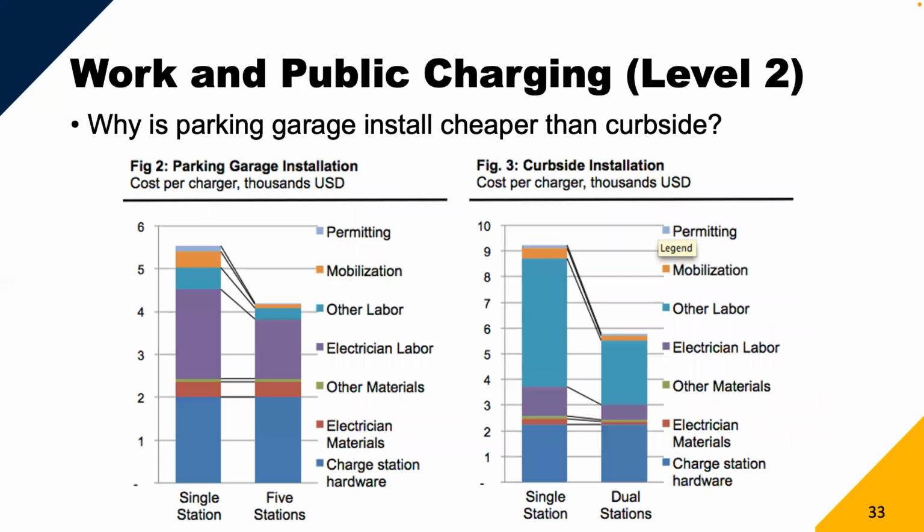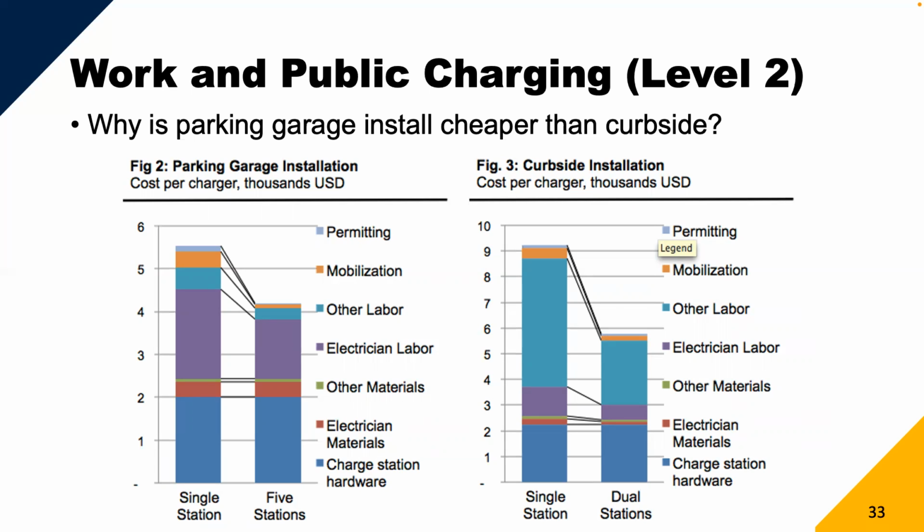Okay, what about workplace and public charging? We have immediate economies of scale if you install more than one plug at a specific location, because there's a lot of overlap in some of these costs. So this is a parking garage installation versus a curbside installation. We can think about why the parking garage is so much cheaper.